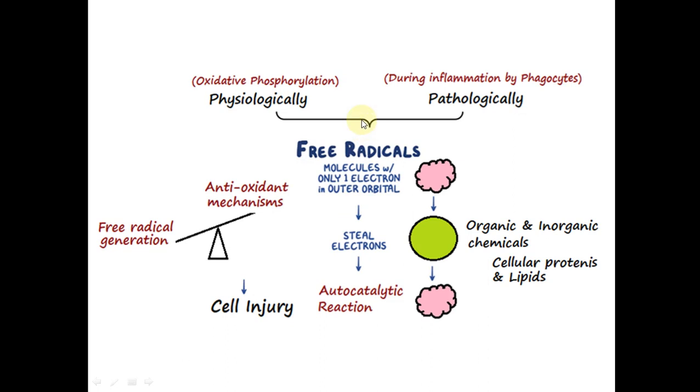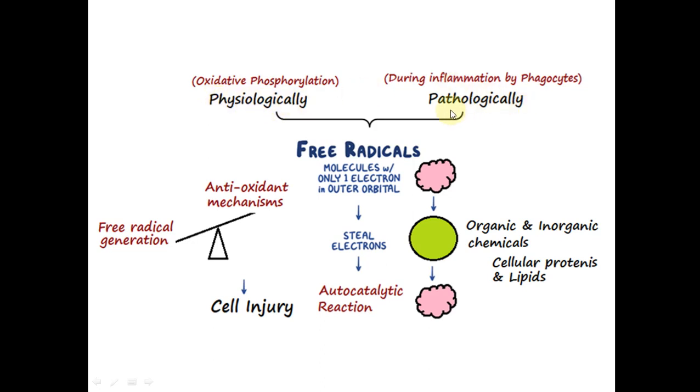Now, free radicals are produced physiologically as well as pathologically. By physiological production of free radicals, it means that we are always exposed to the dangerous effects of free radicals. A simple example is oxidative phosphorylation, where the electron transport chain is used by the cells for the generation of ATP in the mitochondria, and where partial reduction of oxygen results in the generation of free radicals.